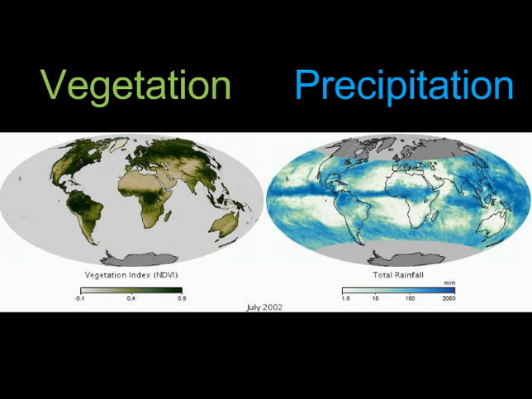You can see a high correlation between places that have high vegetation and high precipitation, and of course areas that have low precipitation having quite dry conditions.